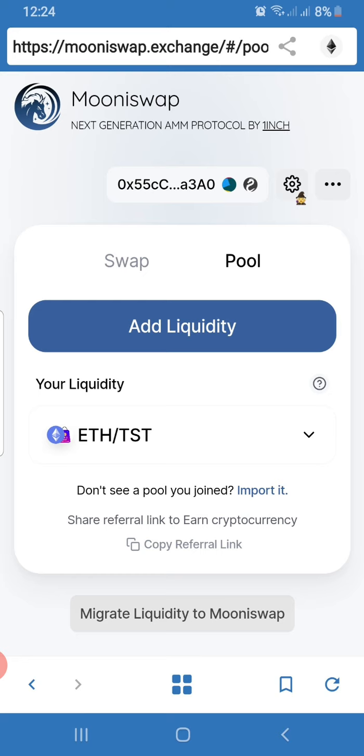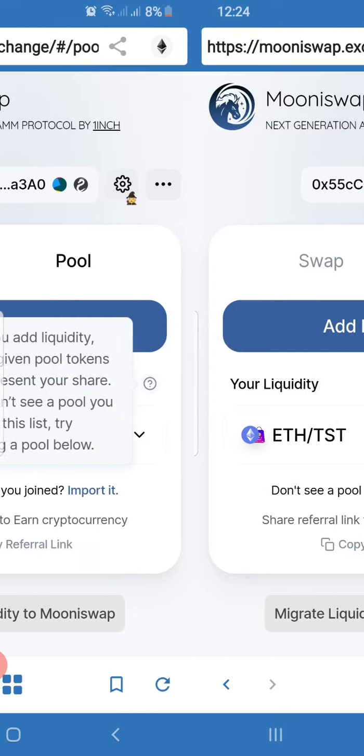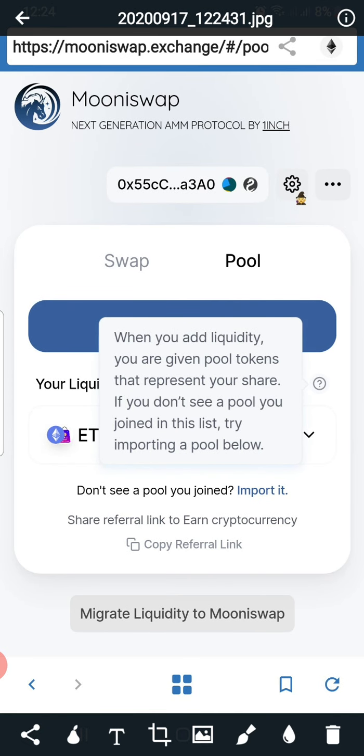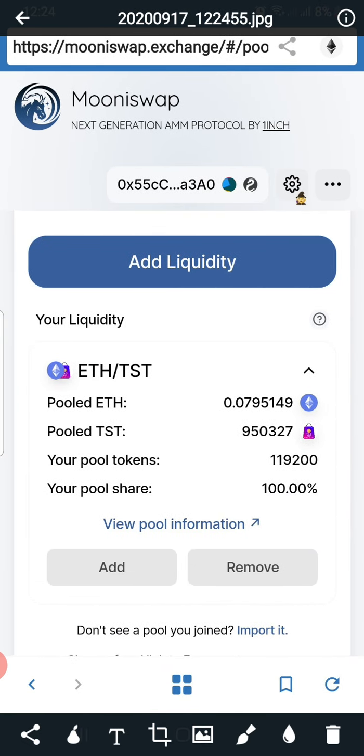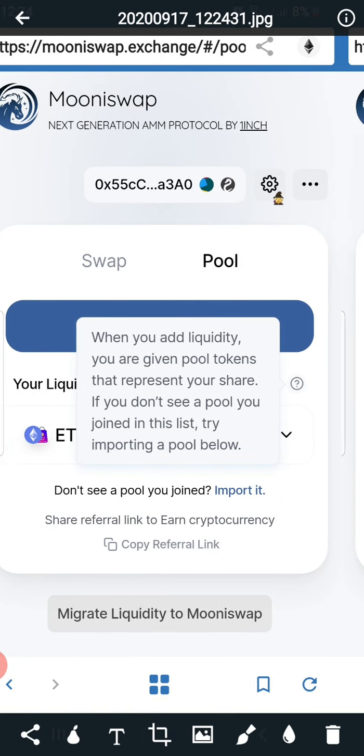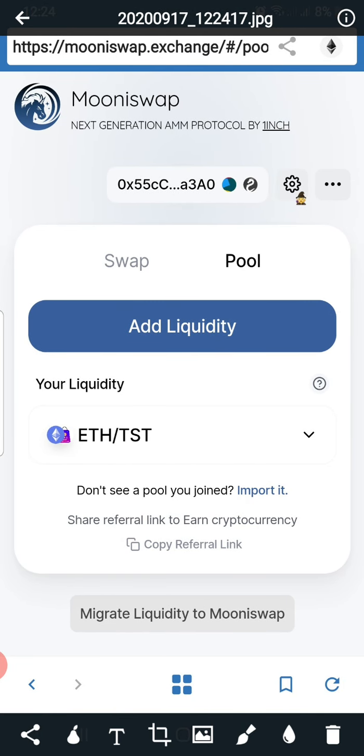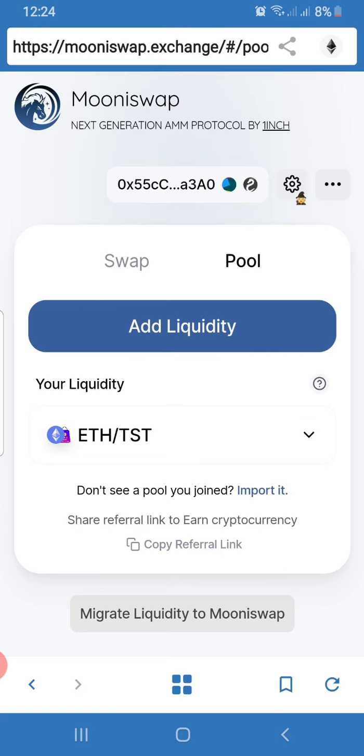So if you click on import it, it's going to show you Ether. Then it's going to show you an option to add the token you want to create the pair or the liquidity pool that you want to stake on.